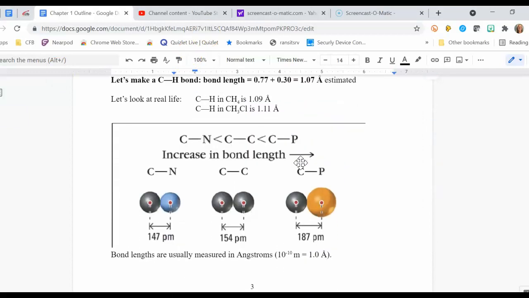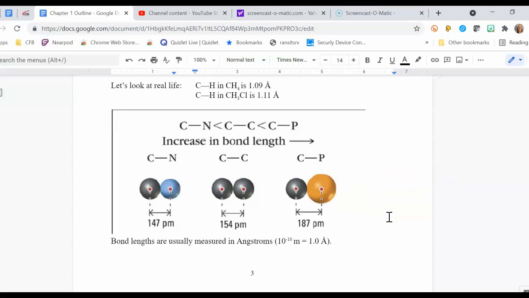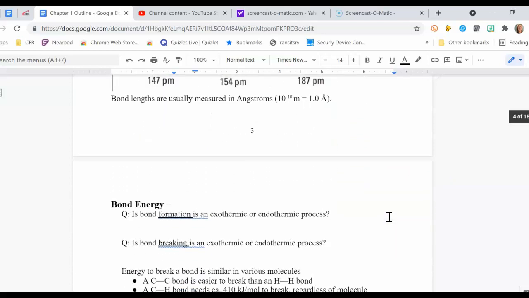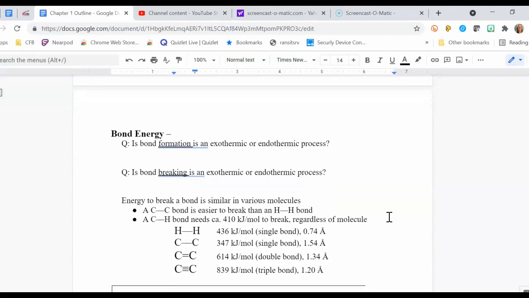Okay, so here we have bond length and when we are comparing bond lengths, why do they increase? Why does a bond length increase from carbon to nitrogen to carbon to carbon to carbon to phosphorus? Simply put, it has to do with the sizes of the atomic radii. When we have smaller atomic radii, you're going to have a smaller bond length. A larger atomic radii, greater bond length. Pretty easy to wrap your head around that kind of information.